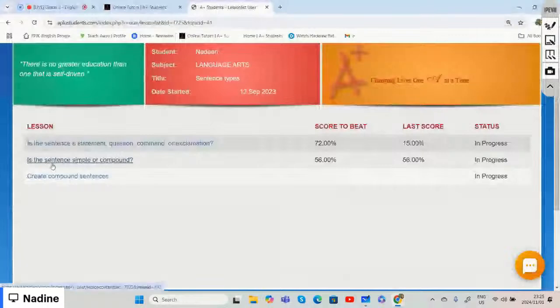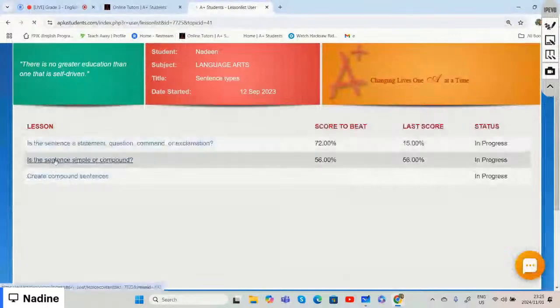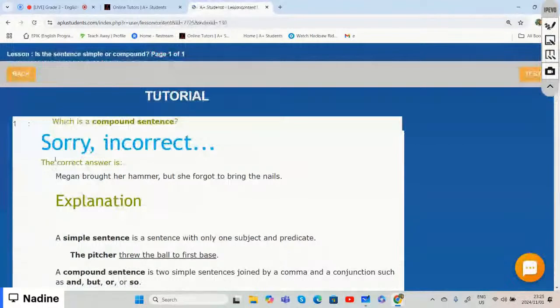So we're going to the lesson of: is the sentence simple or is it compound? Happy November 1st to you too.